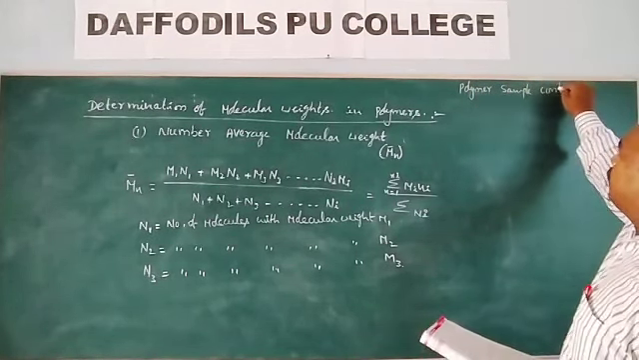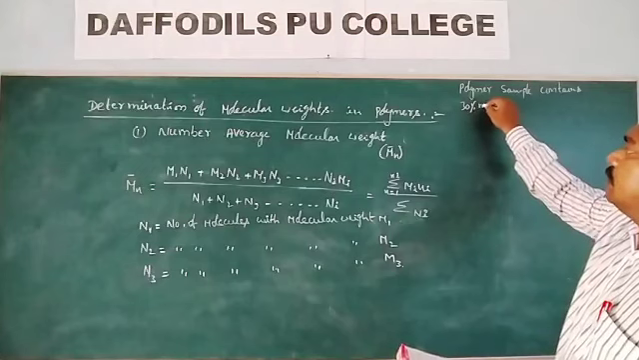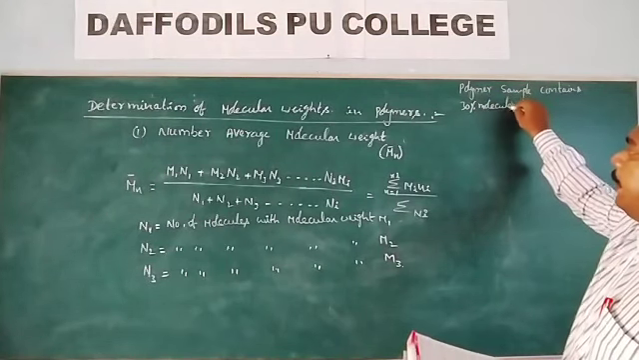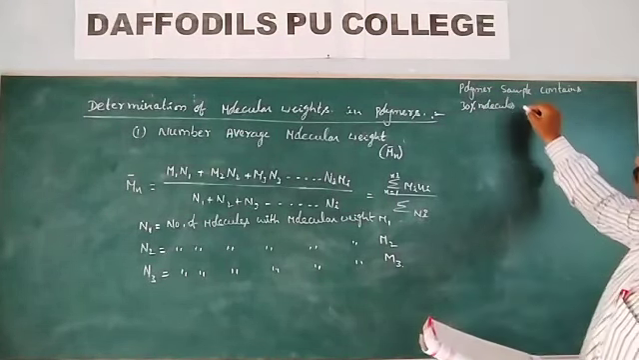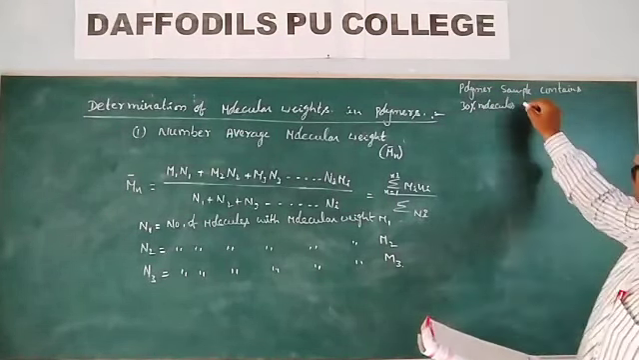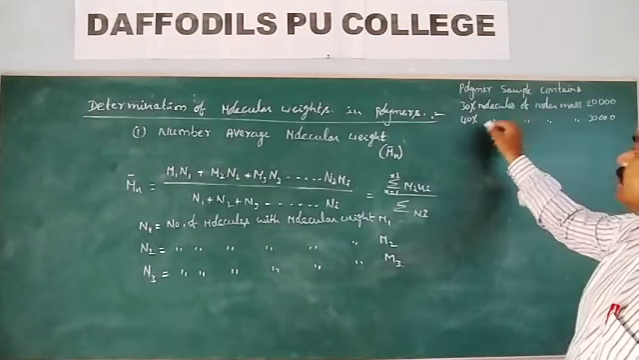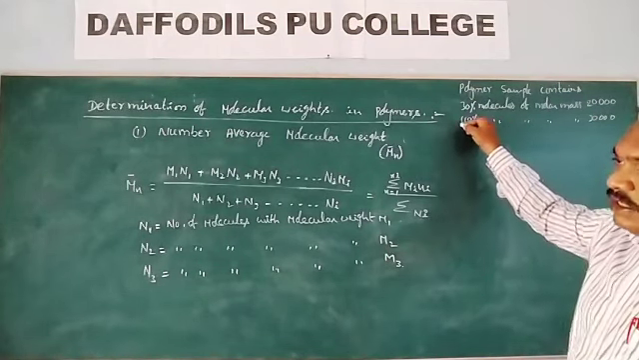A polymer sample contains 30% molecules of molar mass 20,000, 40% molecules of molar mass 30,000, and the rest.